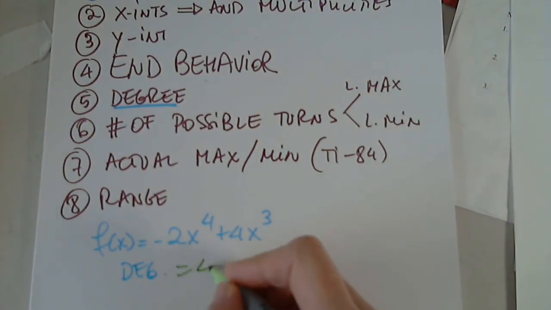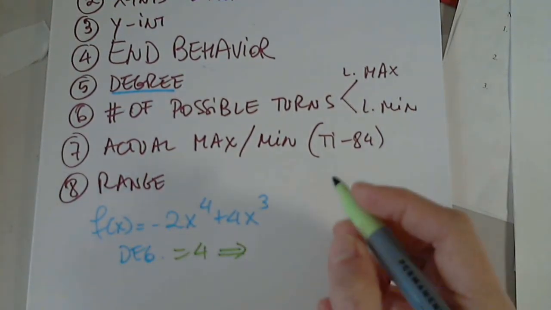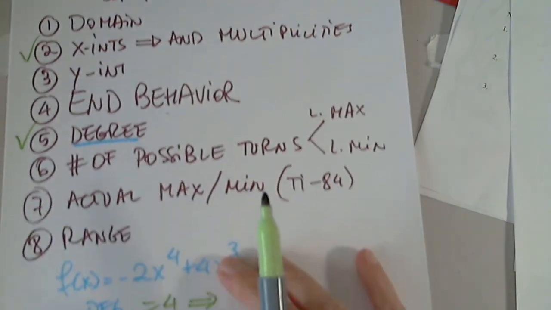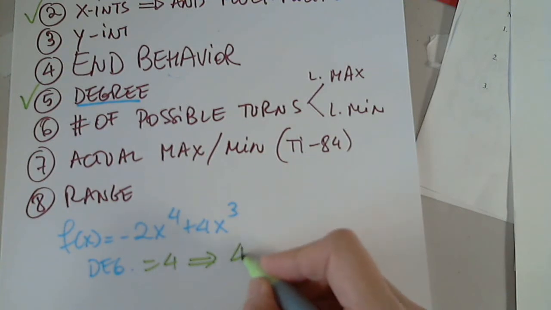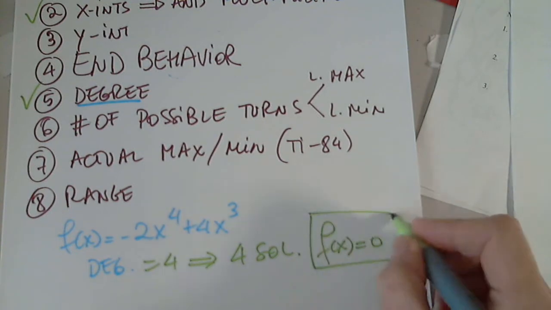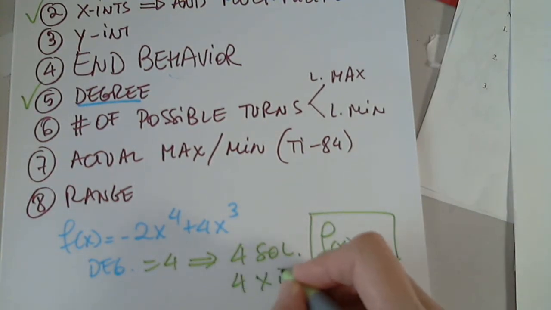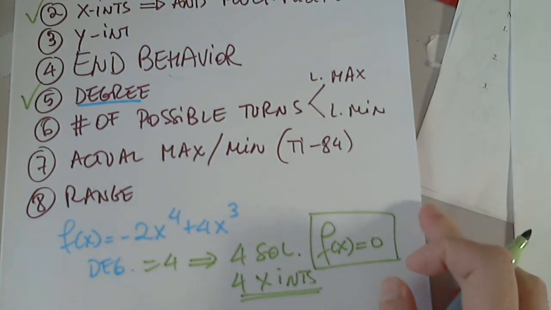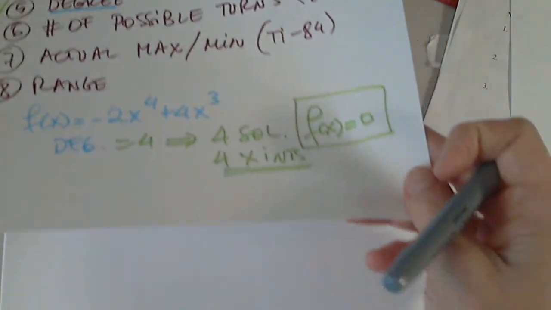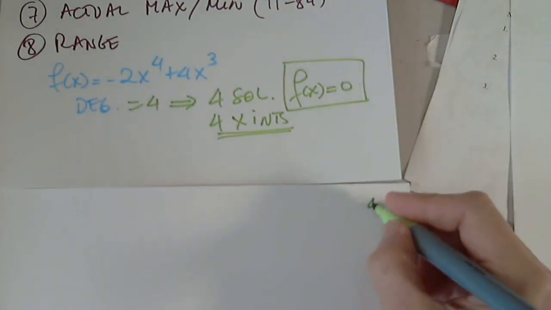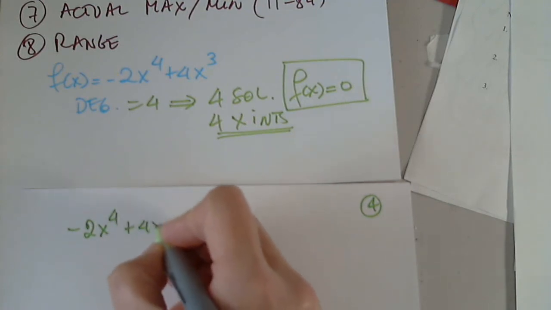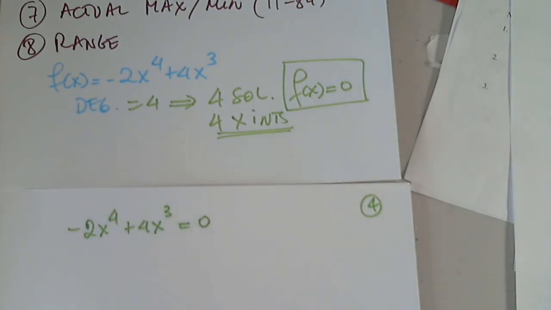The degree is indeed 4, which means we have to find, so this is done, how many x-intercepts do I have to find? 4. 4 solutions of the equation f of x equals 0. In other words, 4 x-intercepts. Perfect? Good. So I'm doing number 2. So this was the degree first. And then in number 2, I write the equation, negative 2x to the 4th plus 4x cubed equals 0.